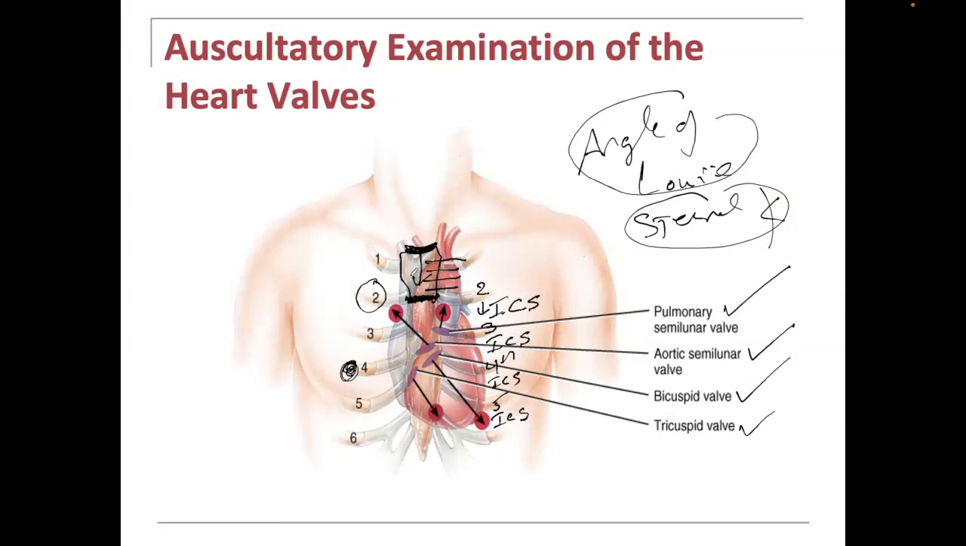So knowing osteology and knowing the anatomical location of the angle of Louis is important, because once you find that second rib, we can find the second intercostal space. On the right-hand side, that's where the closure of the aortic is heard best. At the second intercostal space on the left-hand side, that's where the pulmonary semilunars are heard best. So you have to use this as your starting point to count ribs and to count intercostal spaces.